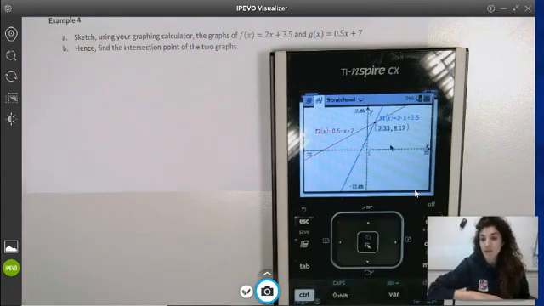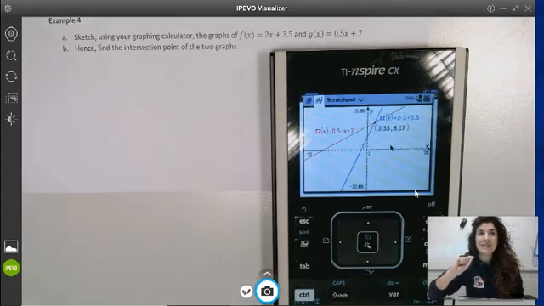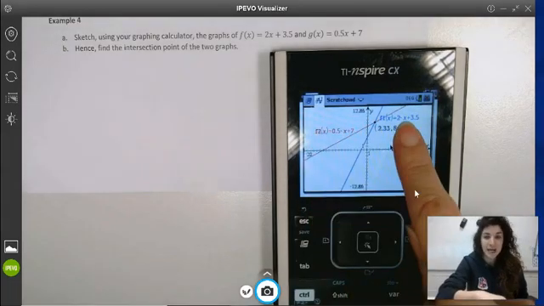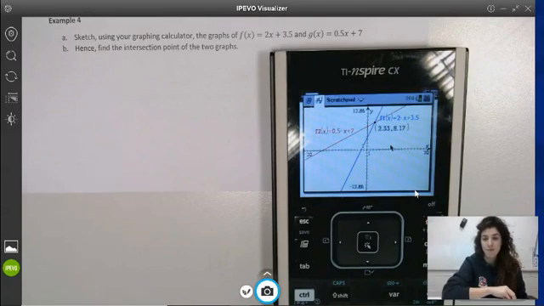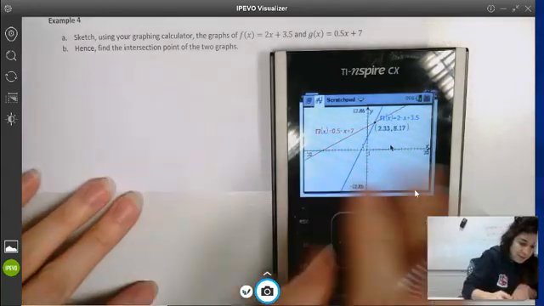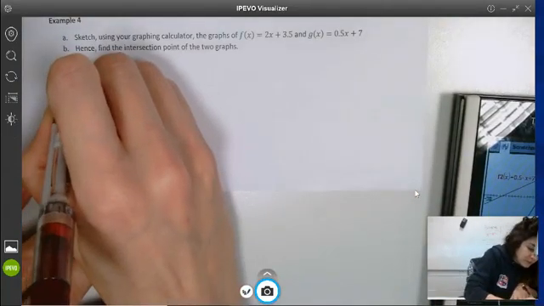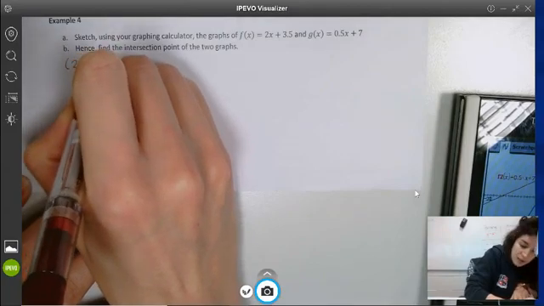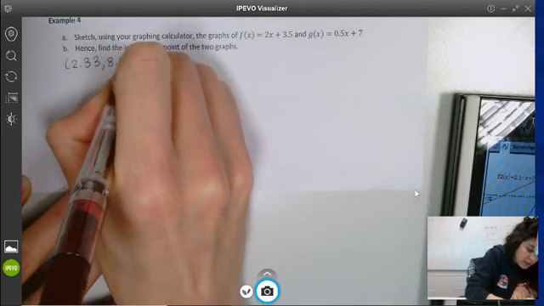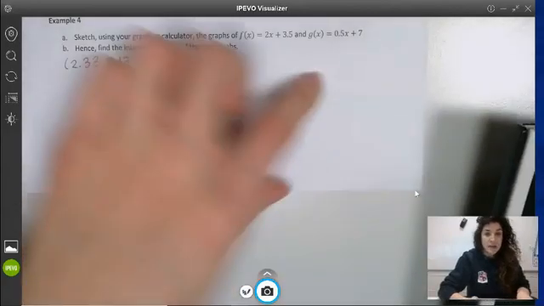Okay, that point right there is the only point in the world that has the same input and same output for two different lines. That is the only point for these two different lines that has the same input and the same output. That is the only solution to this system of equations. Finding the intersection. The intersection is 2.33, 8.17.